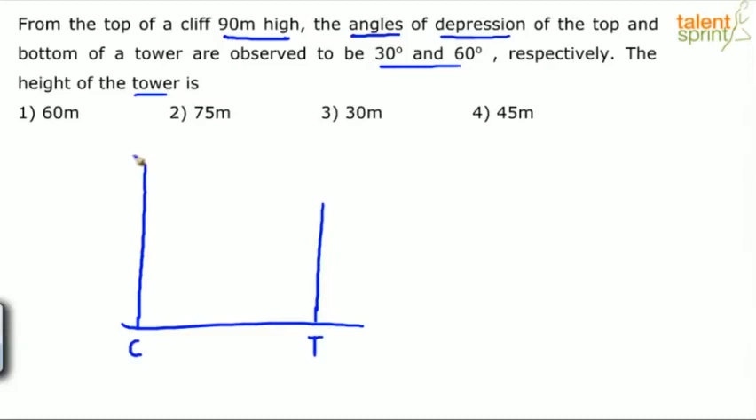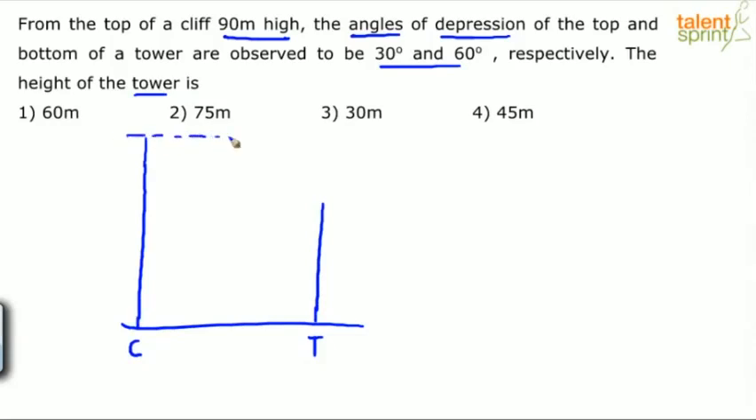How do we know the tower is shorter than the cliff, or how can we say that the cliff is higher than the tower? Because both the top and the bottom of the tower are observed at a depression. Yes or no? He has not mentioned that one is an angle of elevation and the other is an angle of depression. He says the angles of depression for top and bottom. So the top also is giving us an angle of depression. So clearly the top of the tower is at a lesser height when compared to the top of the cliff. So this is how it goes.